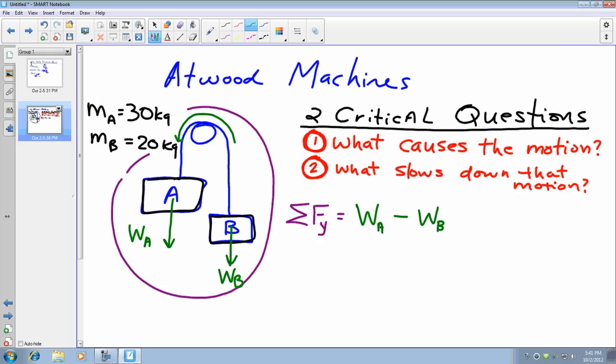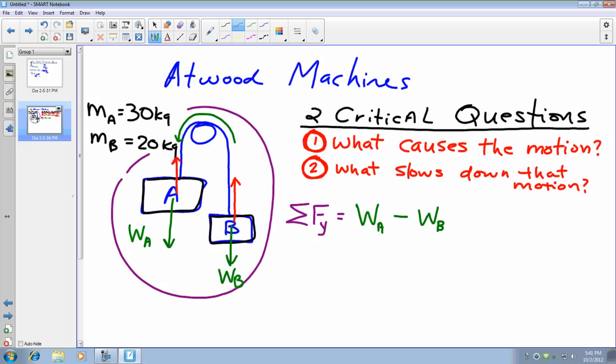Now, you may at this point say, but wait, what about the tension? Well, the tension is going to be a counterforce within the system. So yes, there's going to be tension on this rope right here, and yes, there's going to be tension on this rope right here. But we are not necessarily concerned with that tension right now because those are within the system.